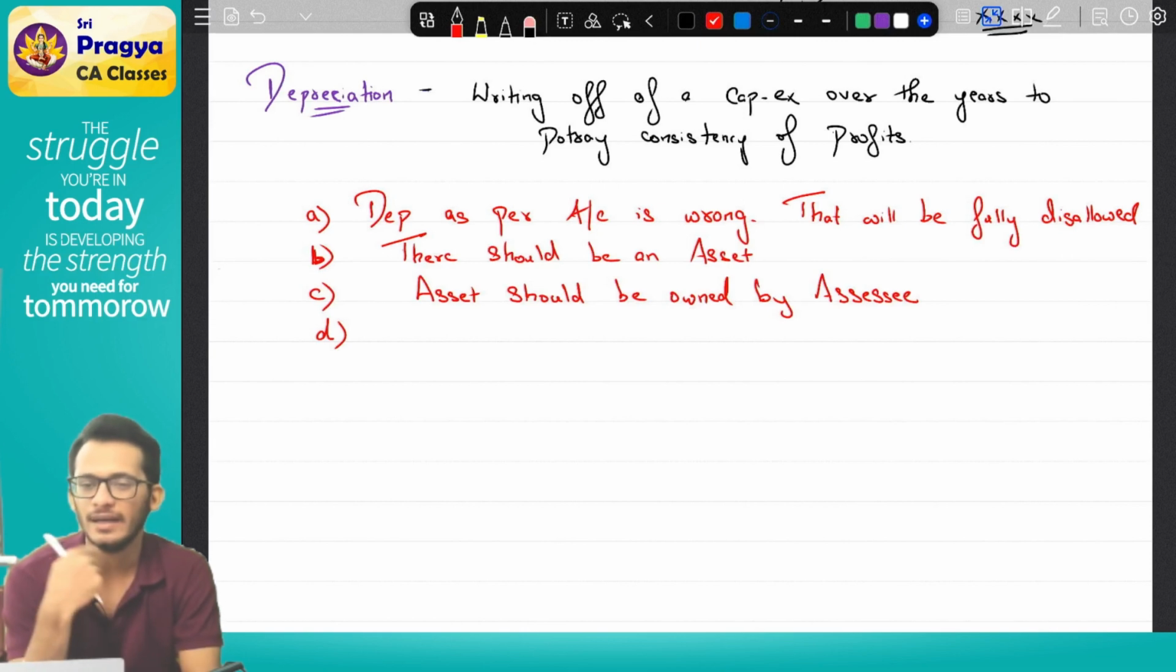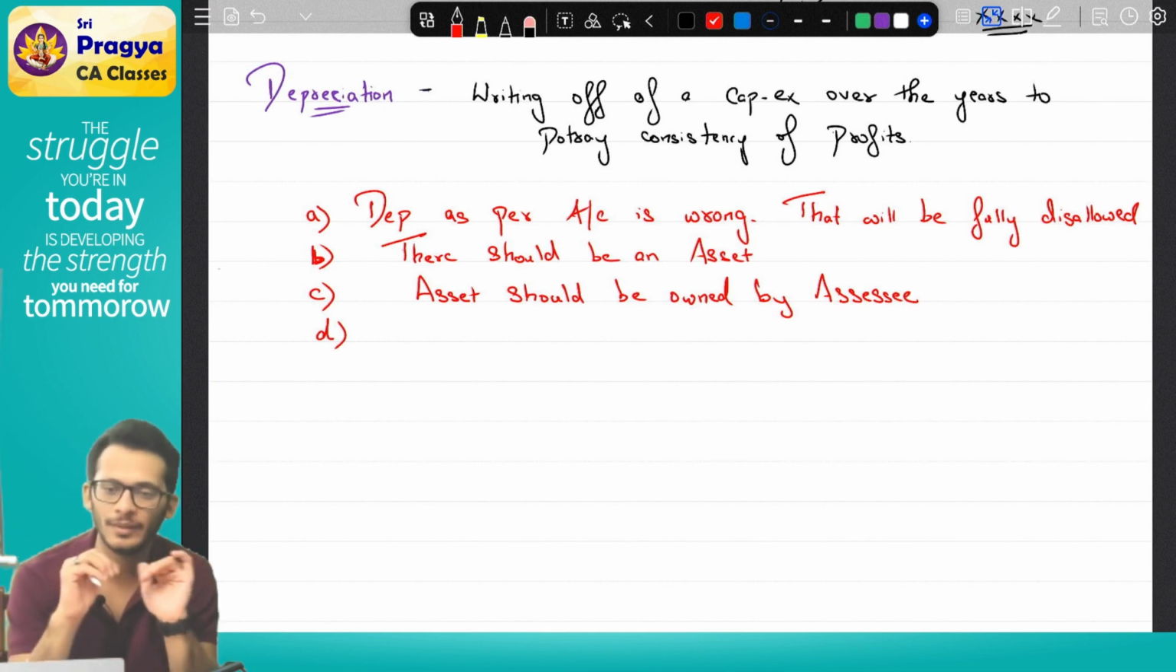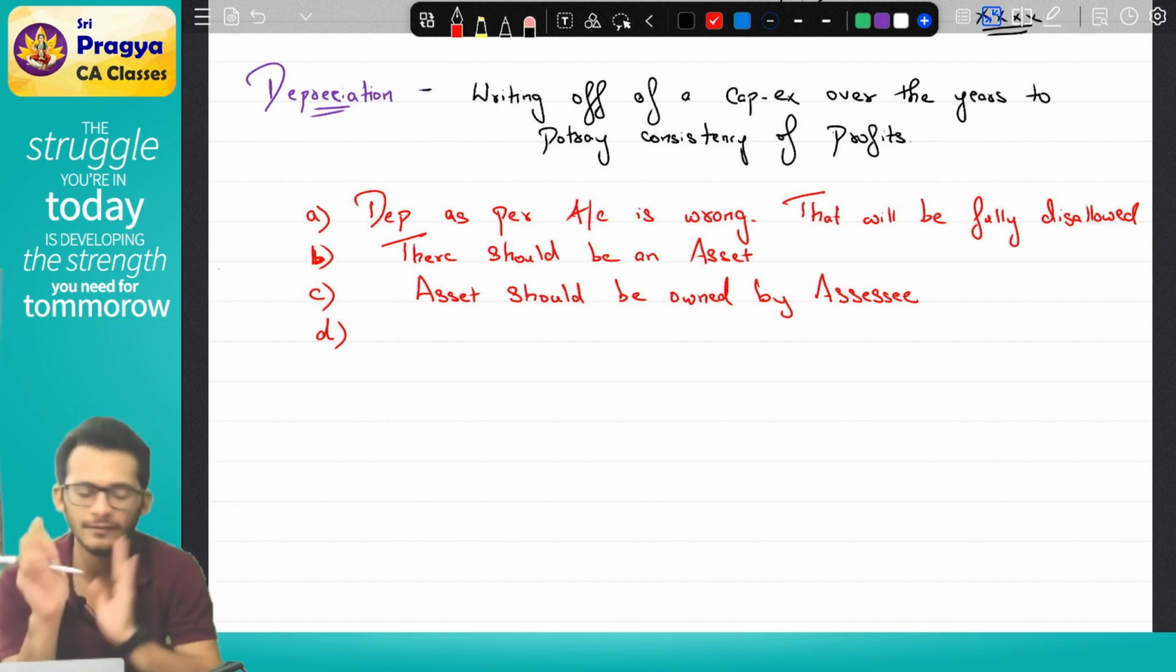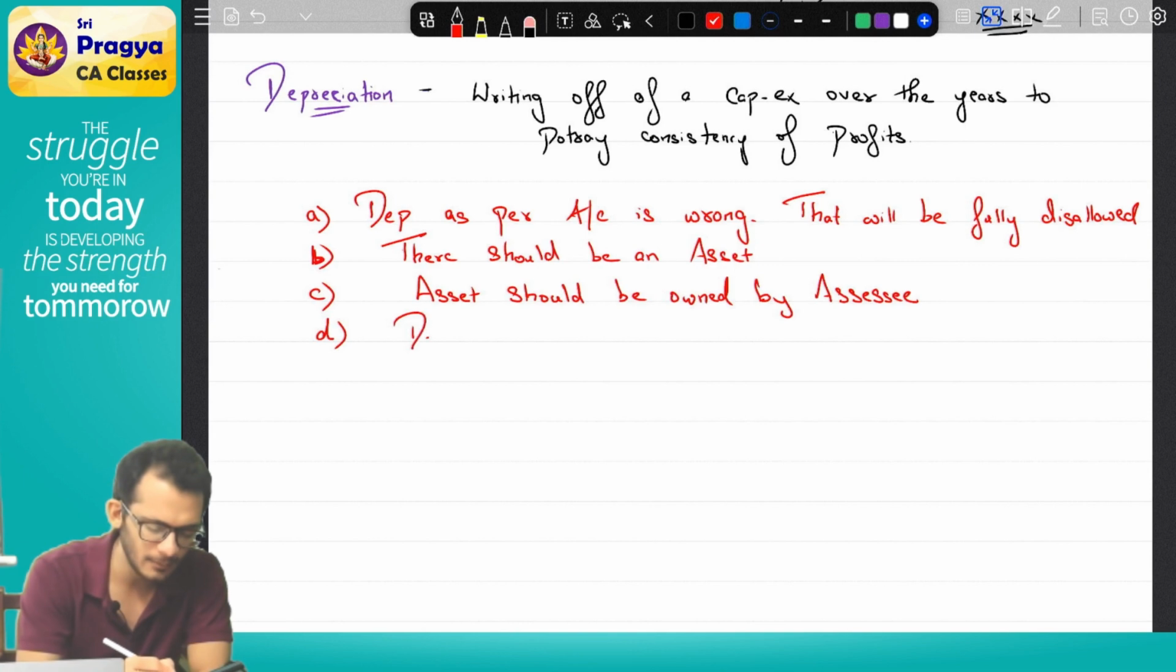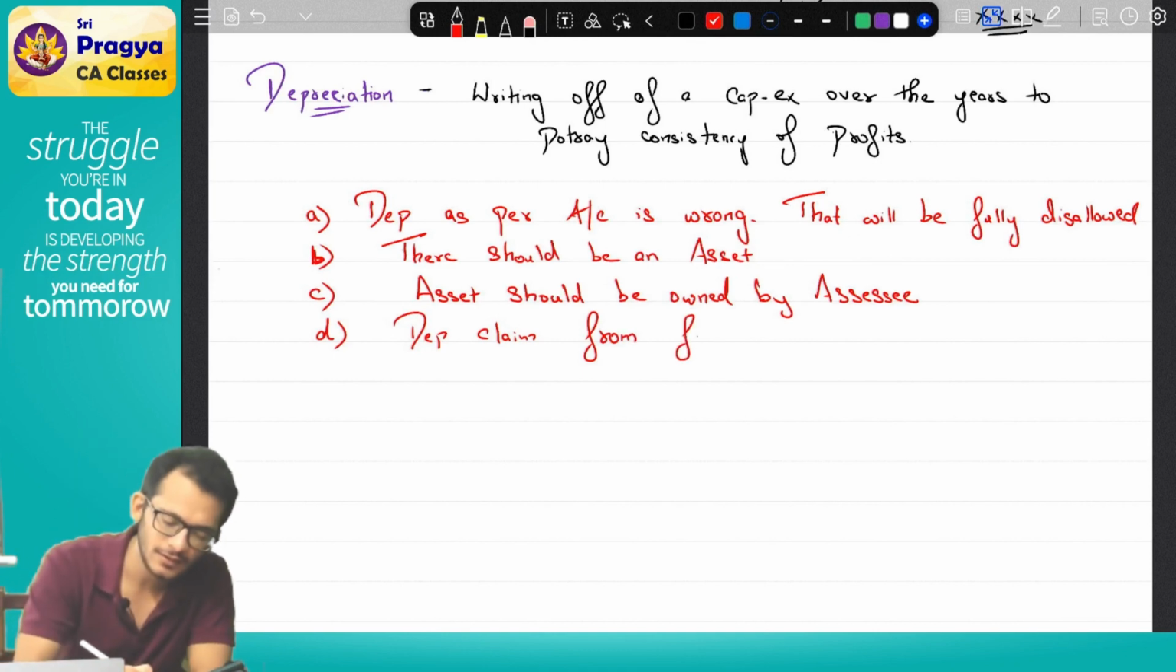Income tax is saying, boss, ready to use is not enough; otherwise you can bring an asset and keep it with yourself. You will keep buying assets, keep them in your storeroom, and come and claim depreciation. I don't want that. I will say depreciation will be claimed from when it is first put to use. It is not merely put to use, it is first put to use.